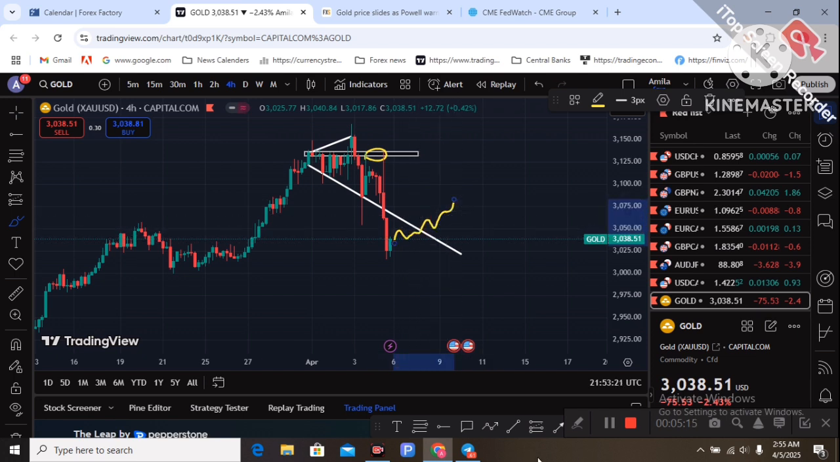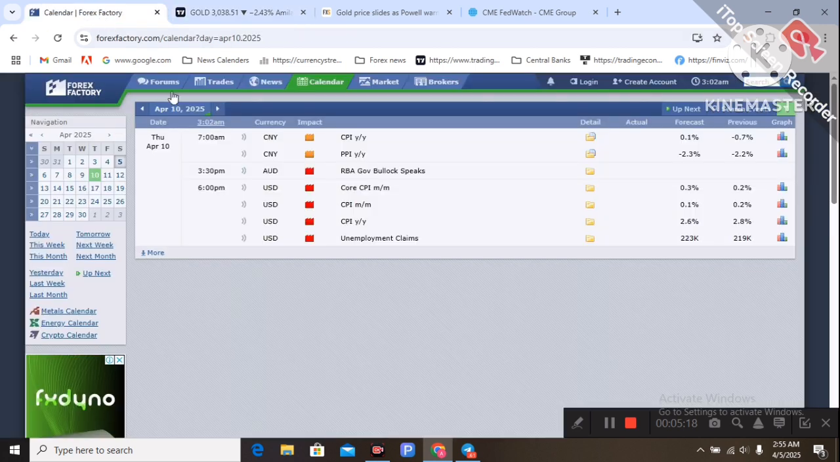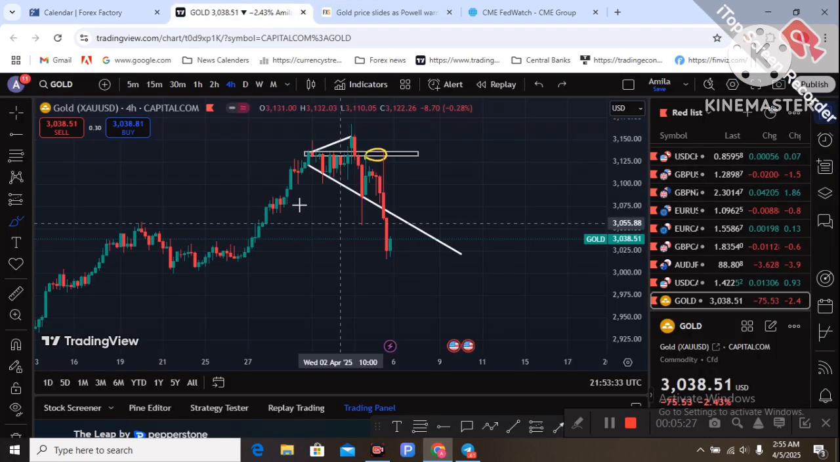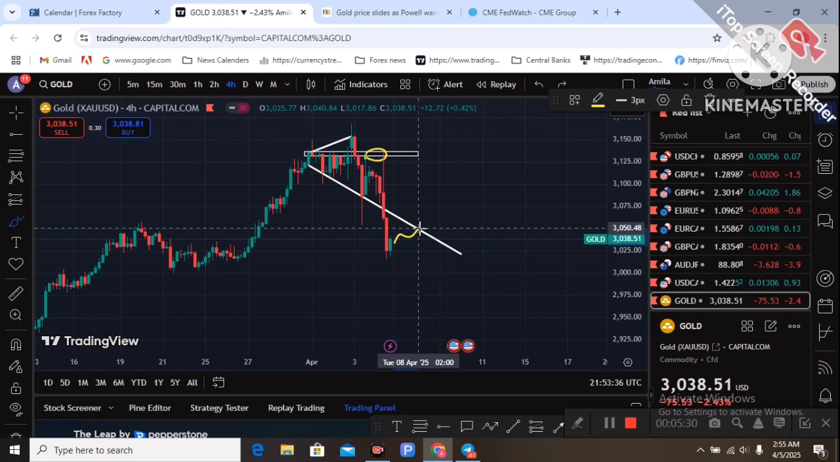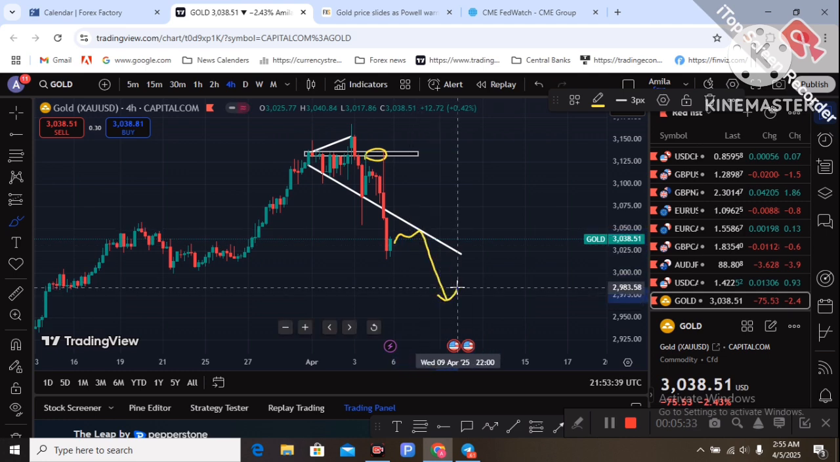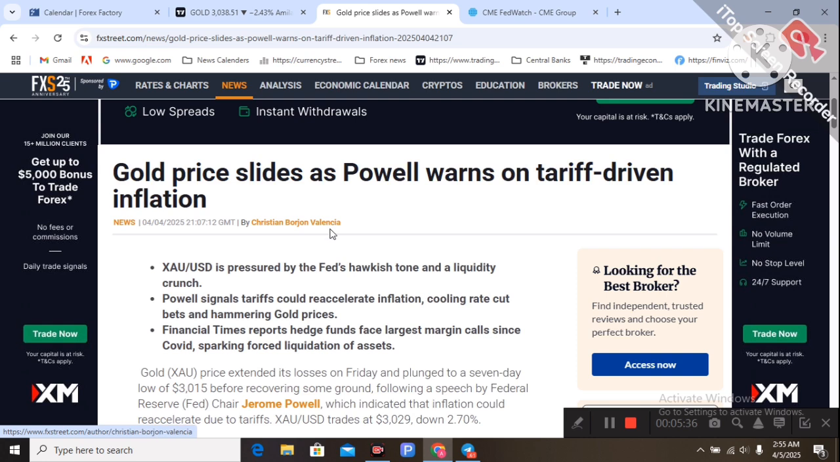The other side is if the inflation report does not drop to 2.6%, that is, 2.8% or above. That will help gold price push to the downside with dollar demand. So these are the two options within the inflation report next week. The FXStreet website mentioned gold price slides as Powell warns on tariff-driven inflation. Last week's Fed speech had a hawkish tone, so gold price dropped to the downside with the Fed's hawkish tone.